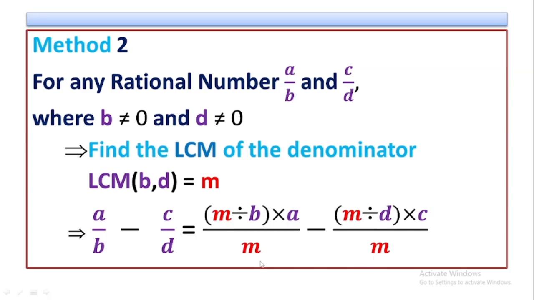Now we make the two denominators the same. So based on method 1, take m as a common denominator, because the denominators are similar, take 1 over m, and finally determine the difference of the numerators. So this is method 2, another way of determining the difference of two given fractions having different denominators.